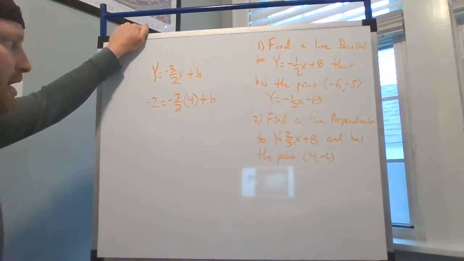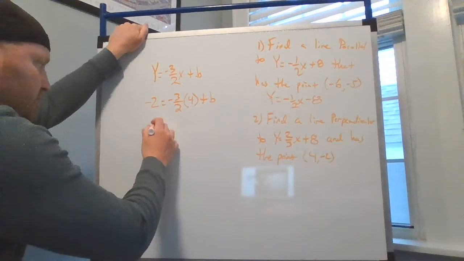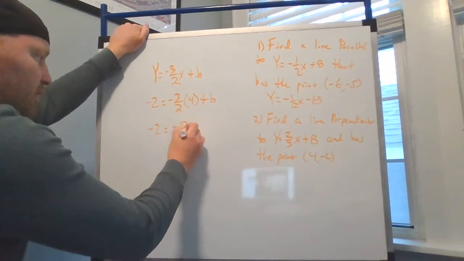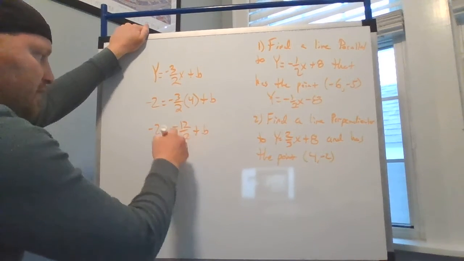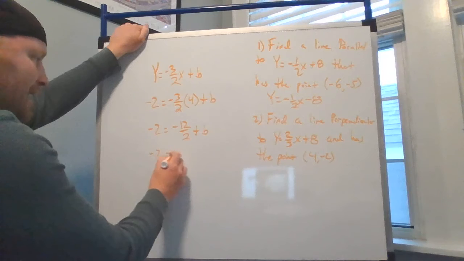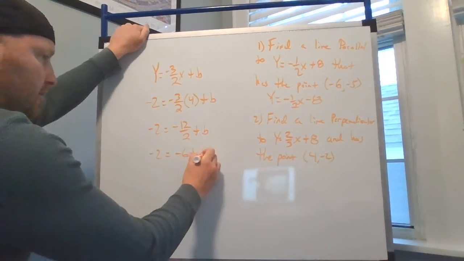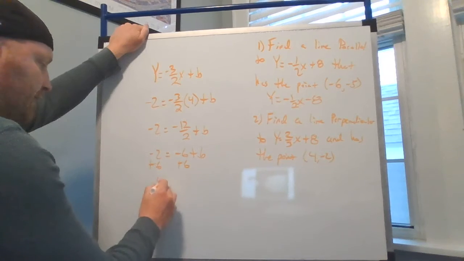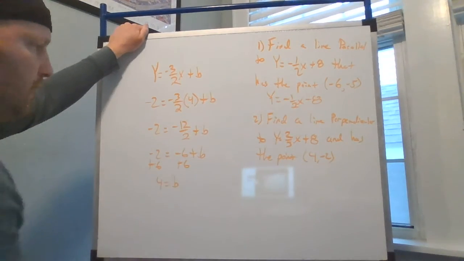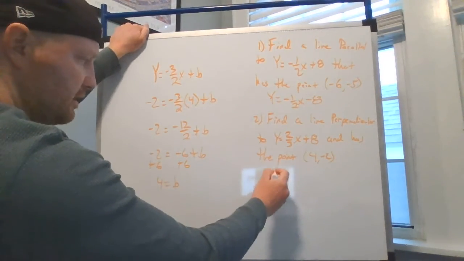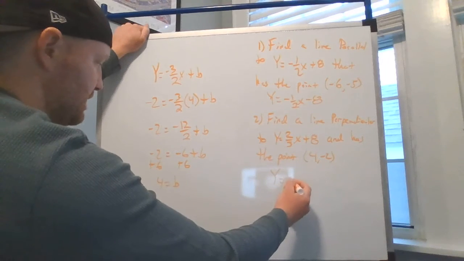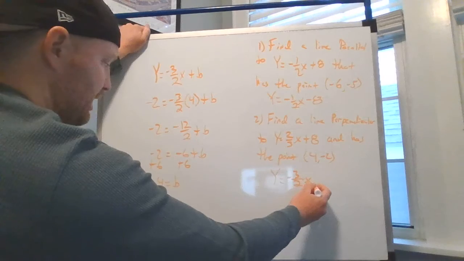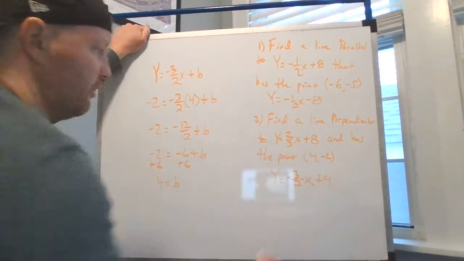Now this should be mental math for you guys, but again, I'm going to show the thinking just so you see it. This is -3 times 4 is -12 over 2 plus b. This simplifies to -6 plus b. I'm going to add 6 to both sides and I get 4 equals b. So the perpendicular line to this is y equals -3/2 x plus 4.